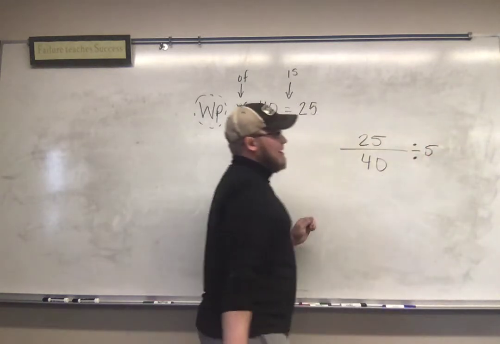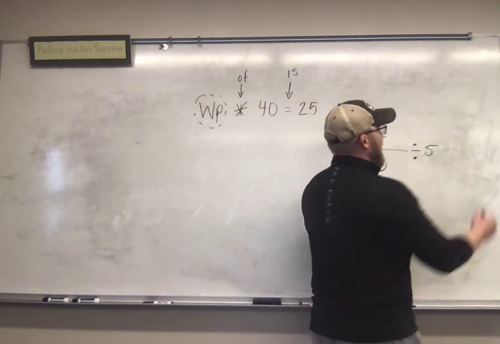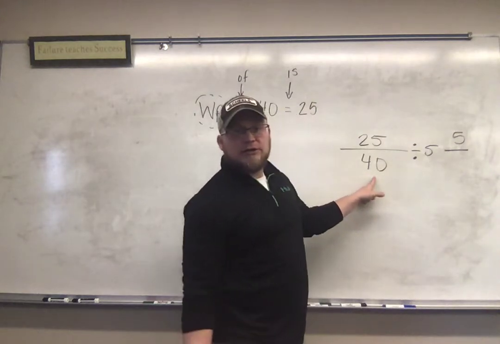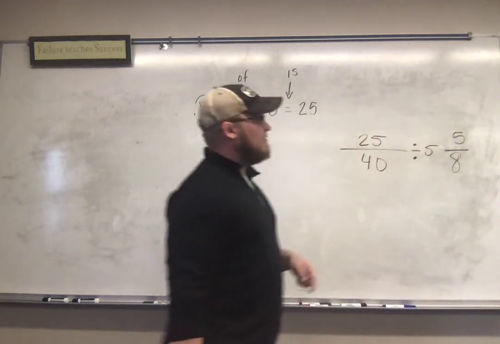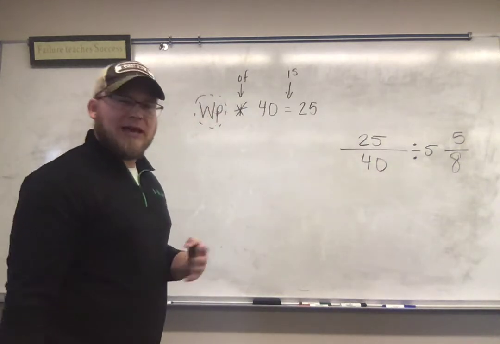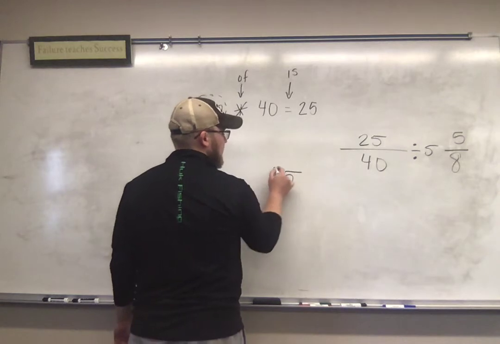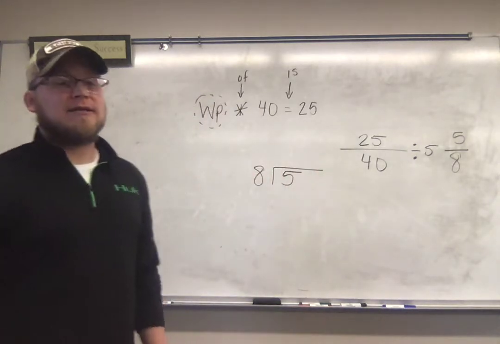We're going to divide both numbers by 5. So 25 divided by 5 equals 5, and 40 divided by 5 equals 8. So it's 5 divided by 8. That'll make it a little bit easier to do. So 5 goes on the inside, 8 goes on the outside, and again, we're looking for a percent.